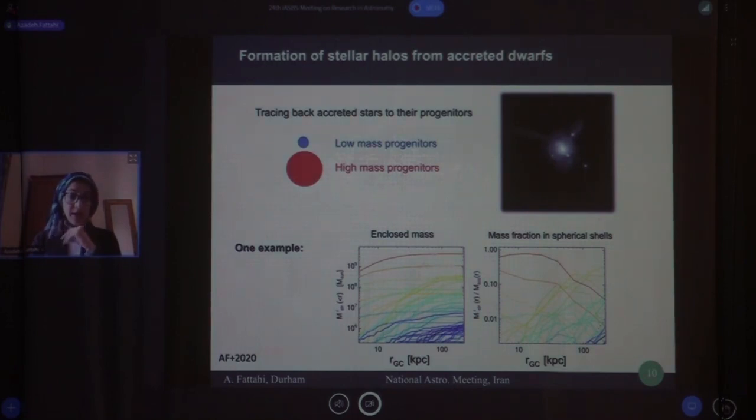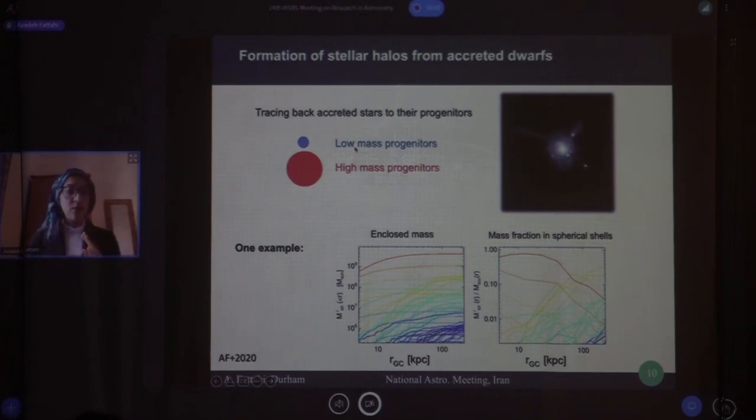You're looking at, on the left-hand side, only one Milky Way halo. Different lines are different dwarf galaxies that have merged and been accreted with the Milky Way and formed its stellar halo in this particular case. And the different objects are color-coded based on how massive they are. The red colors refer to objects that are relatively massive on the dwarf galaxy scale. These are like 10 to the 9-ish in stellar mass.